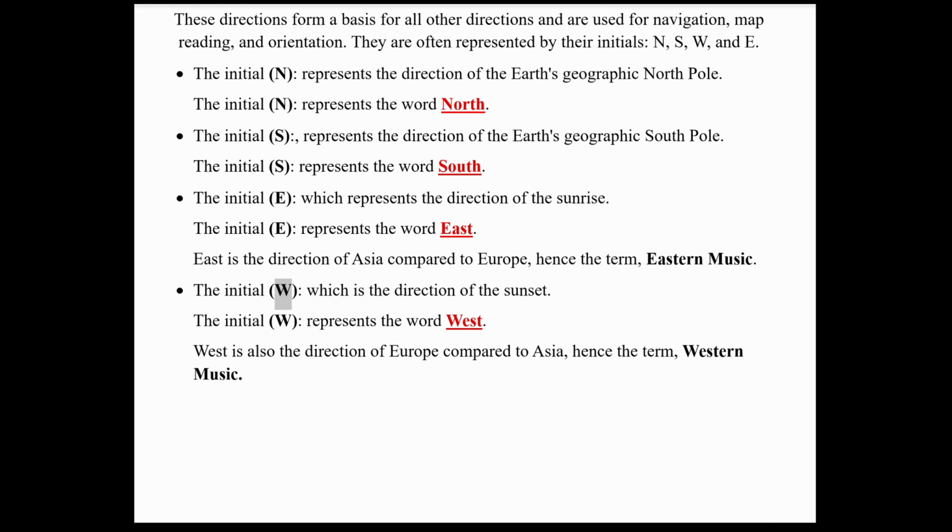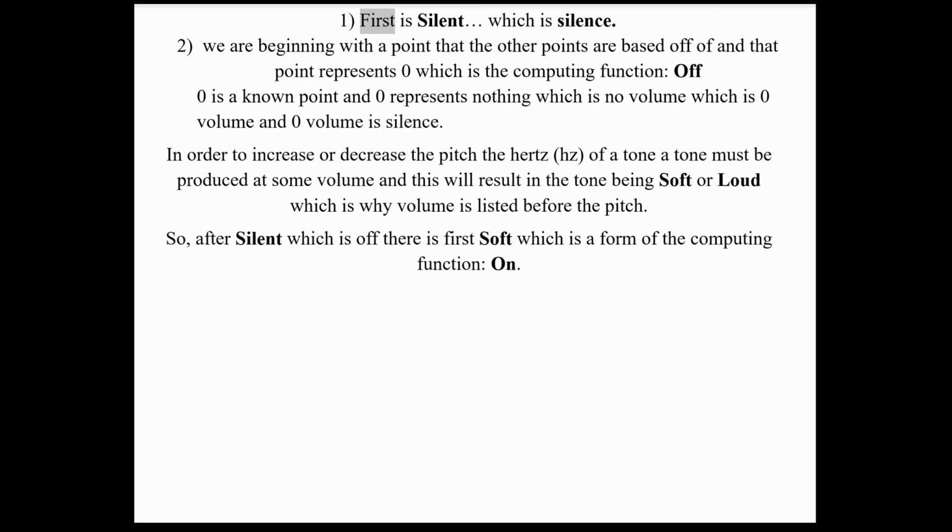The initial W is the direction of the sunset. The initial W represents the word west. West is also the direction of Europe compared to Asia, hence the term Western music. First is silent, which is silence.